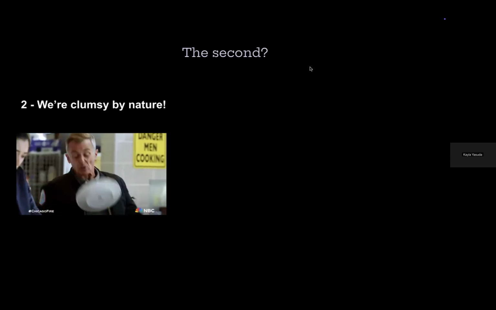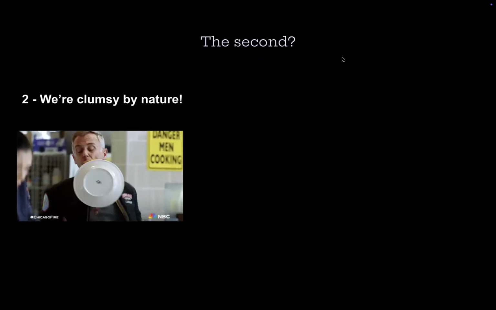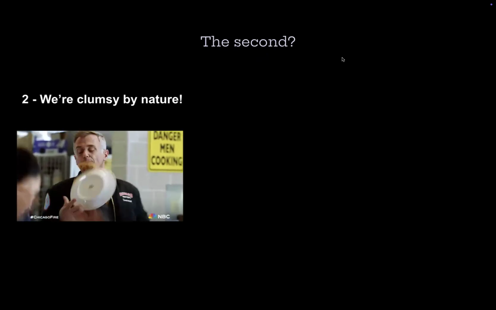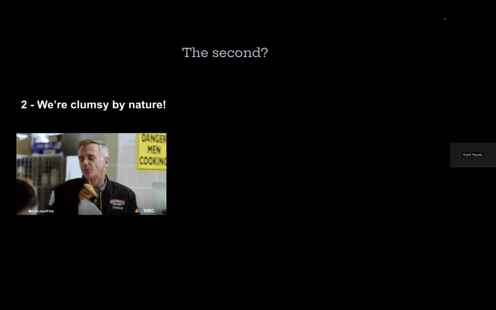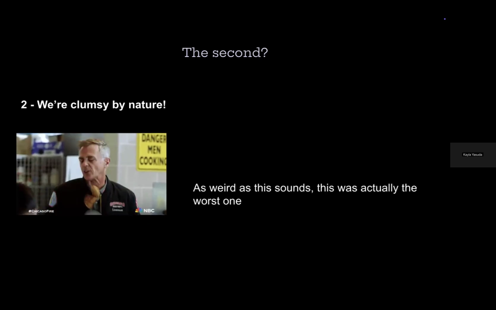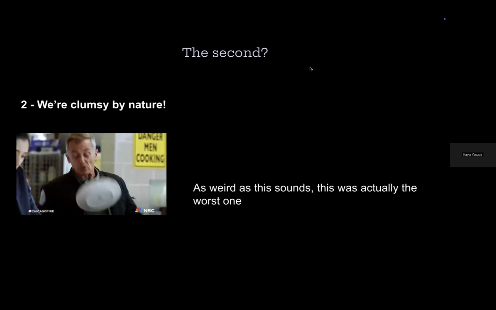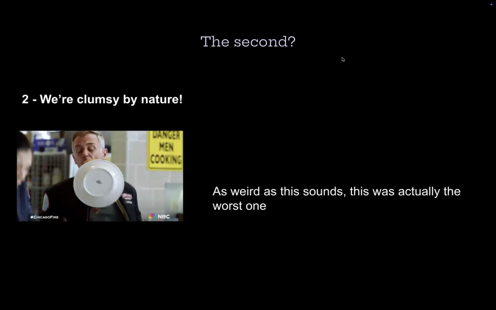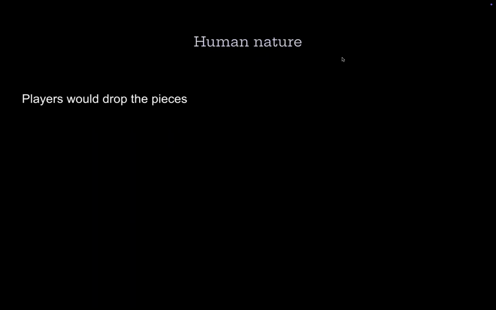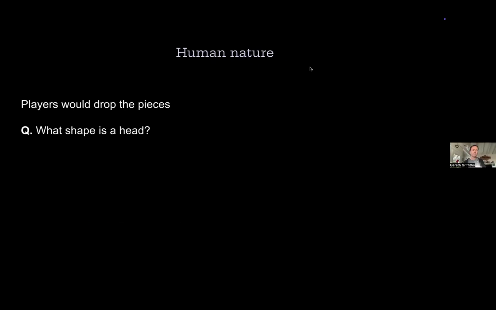The second problem: we're clumsy by nature, unfortunately. As human beings, we are clumsy, and we never outgrow this. As weird as this sounds, this was actually the worst one from a kid's perspective. Let's look at it. Firstly, players would drop the pieces. Imagine having 3 pieces, players trying to pick them up and recreate them, and they're going to drop. The first question here is, what shape is a head?